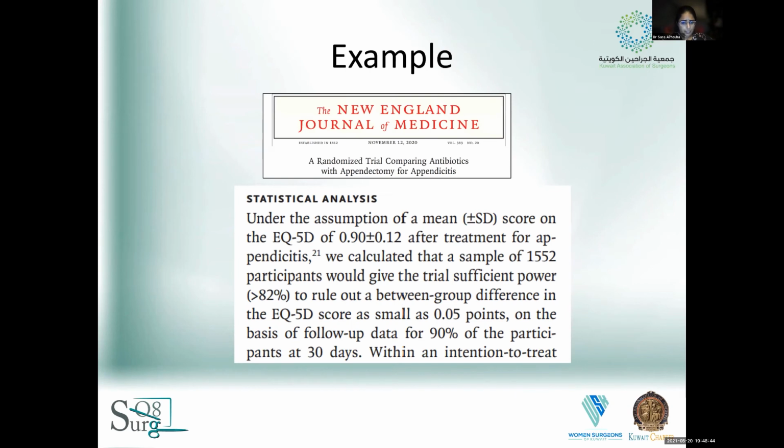So here's an example from that same article. The randomized trial comparing antibiotics. And here's how they described it. So they said, under the assumption of this mean, using that questionnaire, we calculated that they needed 1,552 people to give sufficient power. Okay, if you're interested in all that jargon, we can talk about it more in the second part of this series.